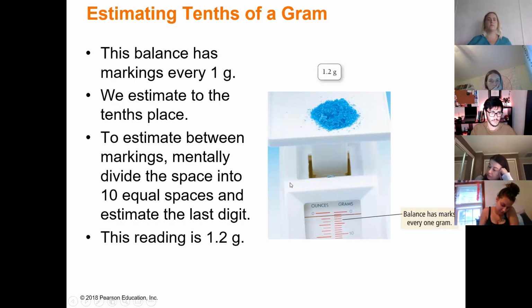So here's a scale with this suspicious blue substance on it. I just rewatched Breaking Bad with my husband last week. Yes, we did it in a week. Such a good show. So good.